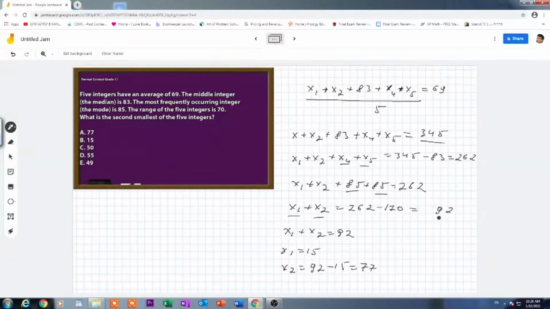X1 and x2 equals 92. The range of the 5 integers is 70, so the difference between the highest number and the lowest number is 70. From this fact, we can find x1, the smallest number. The smallest number is 15, and the second smallest number is 77. So the correct answer is A.